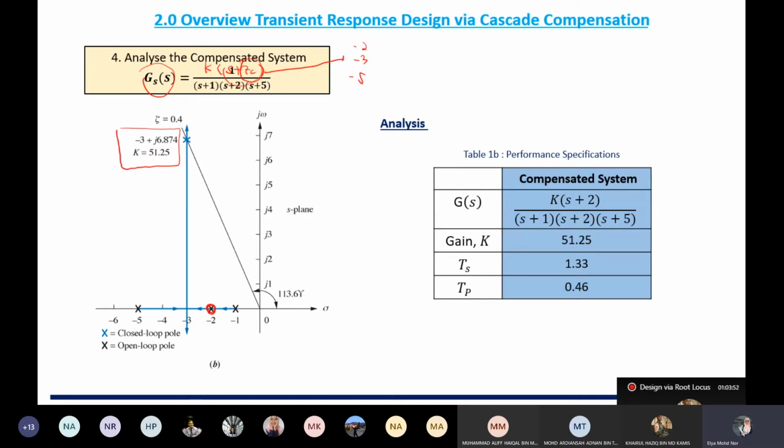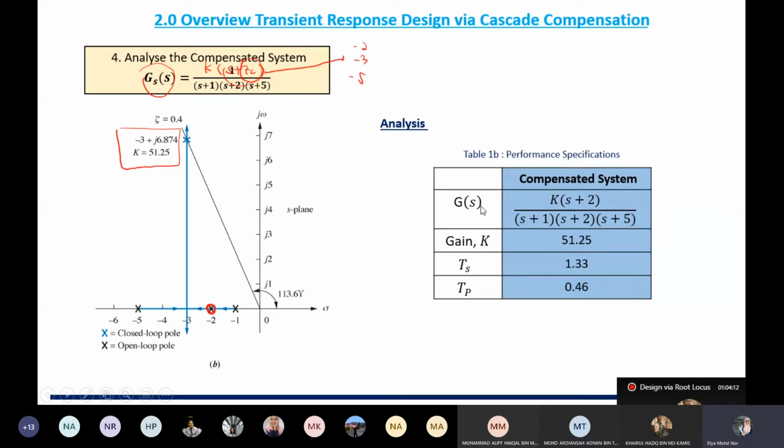Okay, intersect the damping ratio at this point. So now we are ready, we can have the information about the settling time and also the peak time, right? Then we put it in a table. Make it a good practice: everything you get from the root locus design, you translate it into a table, okay?